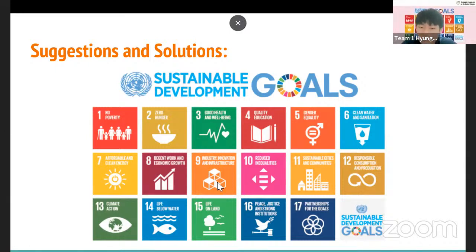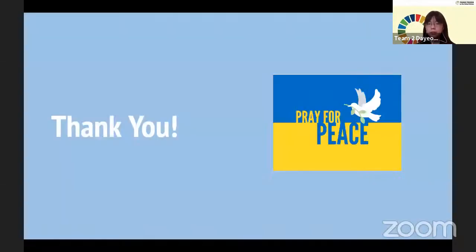I think SDG number 3 has been very affected by the crisis, because the good health and well-being of citizens in Ukraine has been affected, and also the well-being of surrounding countries has been affected because they are worried about war happening in their country. So I think SDG number 3 is most affected. Thank you for your idea.